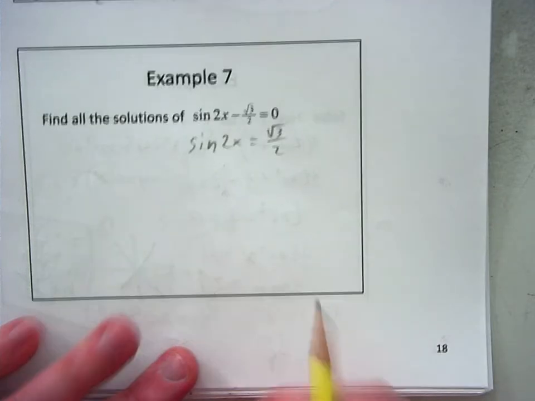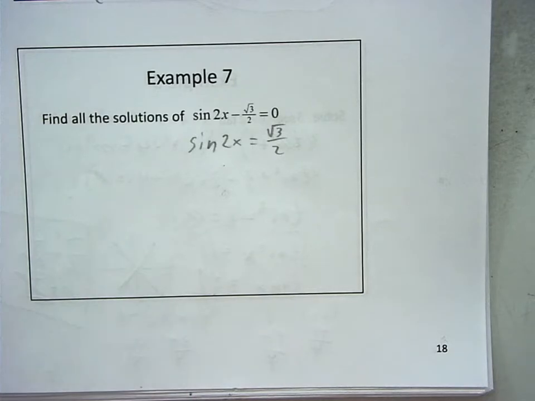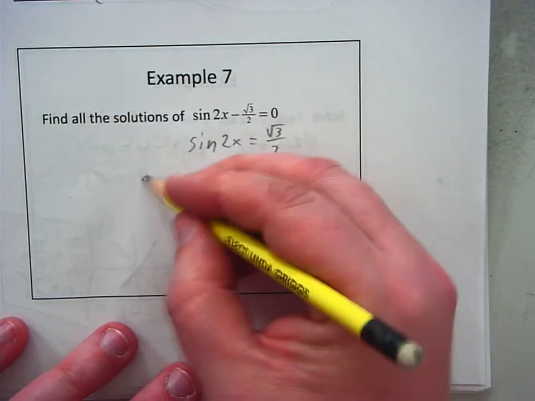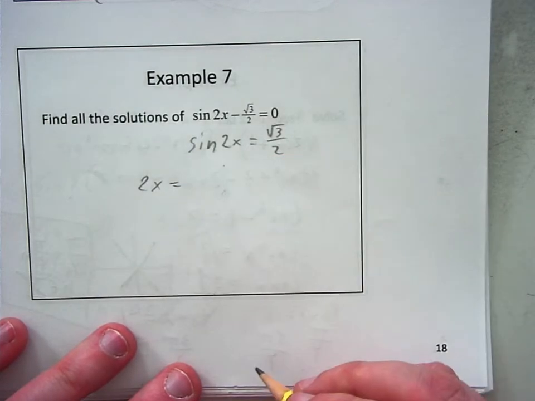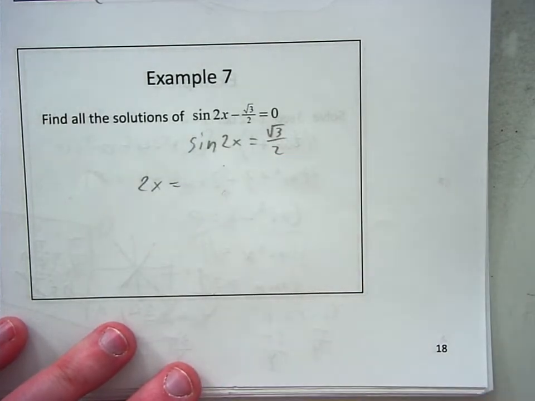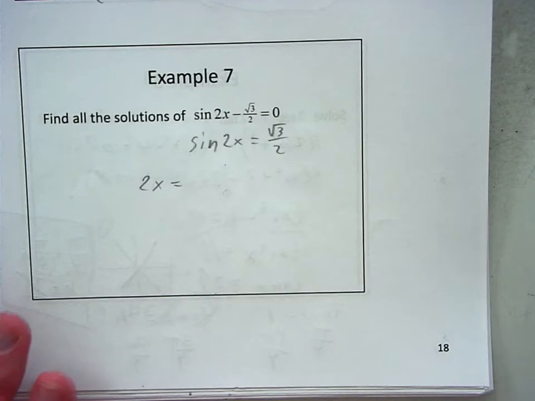Now, if that said sine of theta instead, what would you do? Find it on the unit circle. The only difference is instead of saying theta, it says 2x. So I'm going to have 2x equals a solution. Instead of having x equals, I have 2x equals what? Square root of 3 over 2, dividing answer by 2.